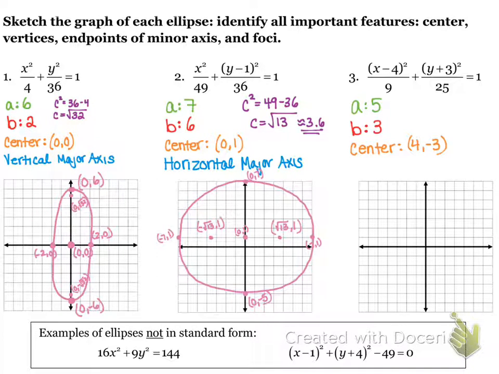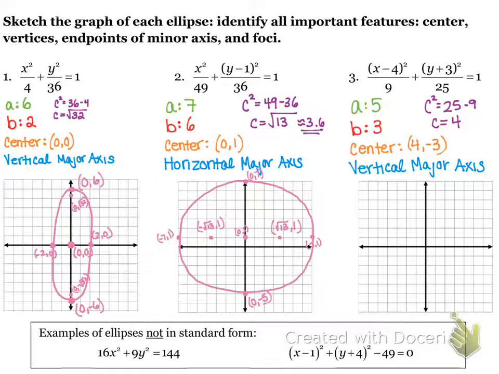Since we know that a is the major axis and it is underneath of y in my equation, I'm going to have another vertical major axis. And to find c to help me with the focus, I'm going to have c squared is equal to 25 minus 9, which is 16, so c equals 4.